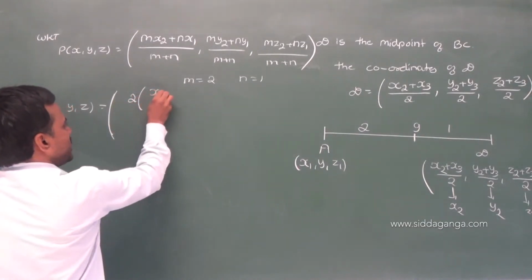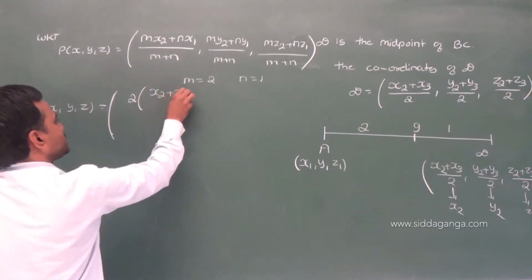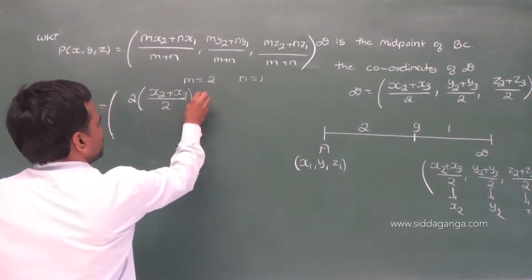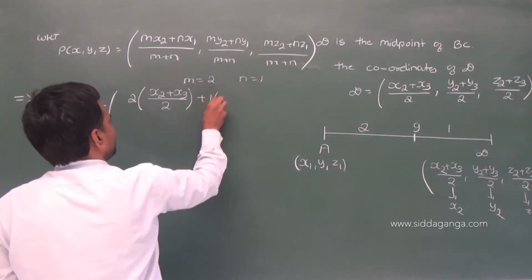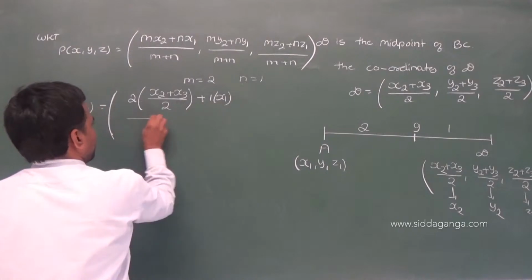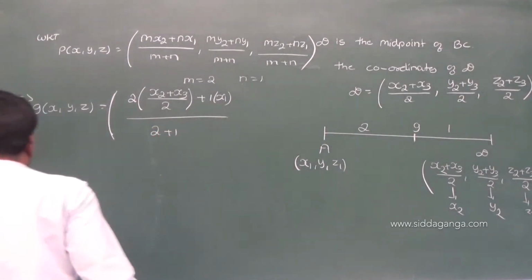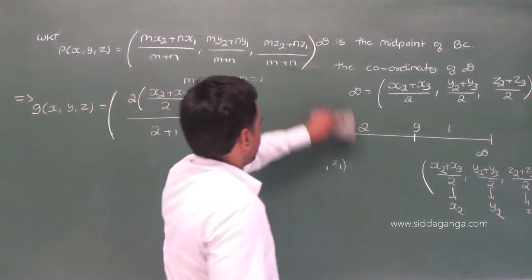x2 is what? x2 plus x3 divided by 2. m x2 plus n is what? 1 into x1 divided by 2 plus 1. So the x coordinate is over.